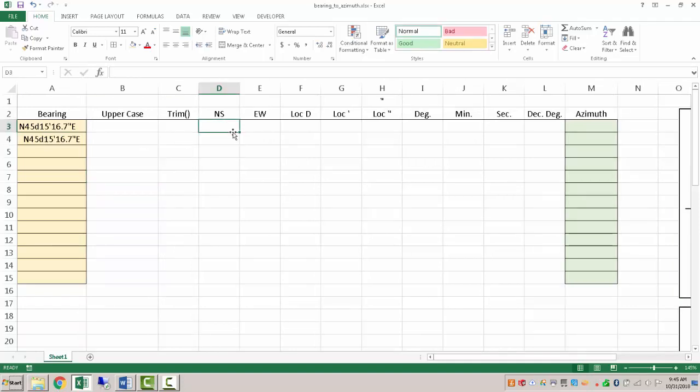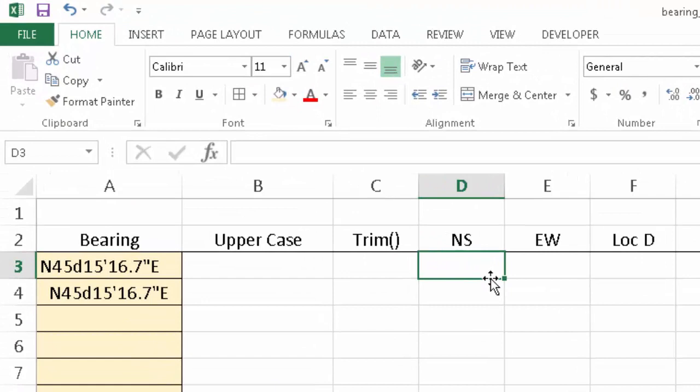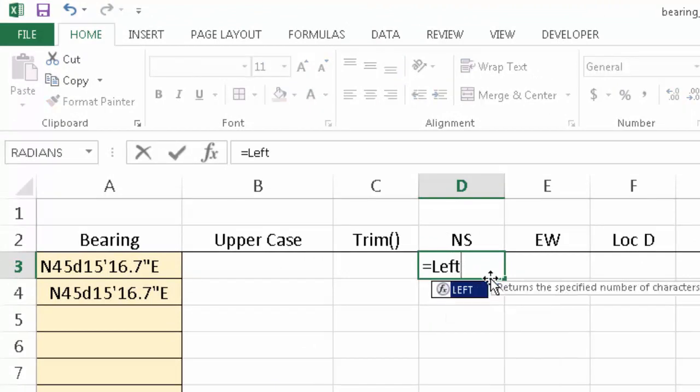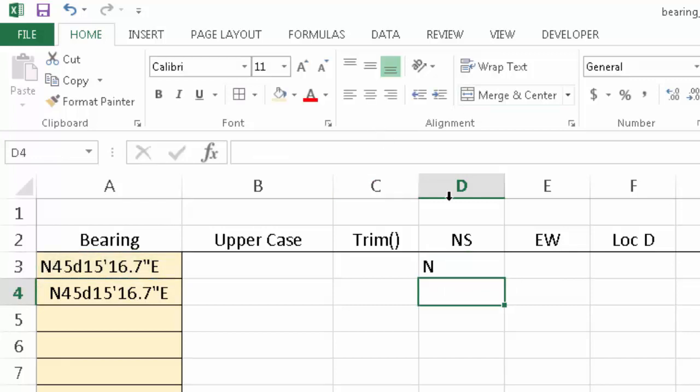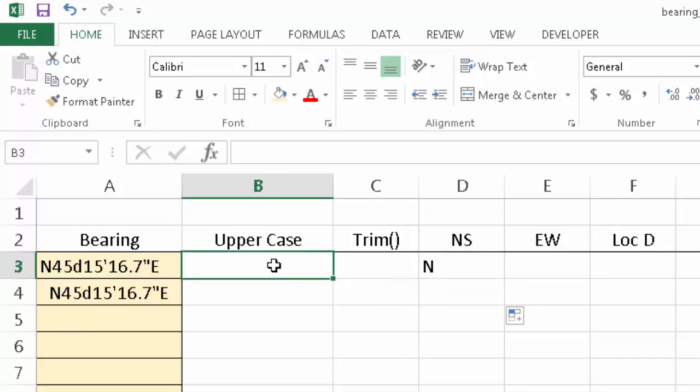just to show you what happens and how we can deal with that. So you might think the north-south is fairly easy. We could use the left function, so equals left. And for the left, we need a text and a number of characters. So I'm going to grab the first character from my bearing string. So that works here, but when I go to the case where there might be spaces that are hard to decipher, it doesn't work. So one of the things we want to do here first is use the trim command.